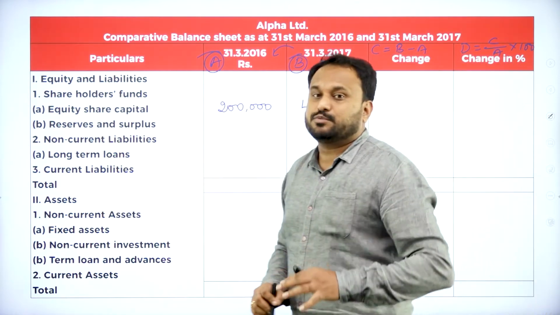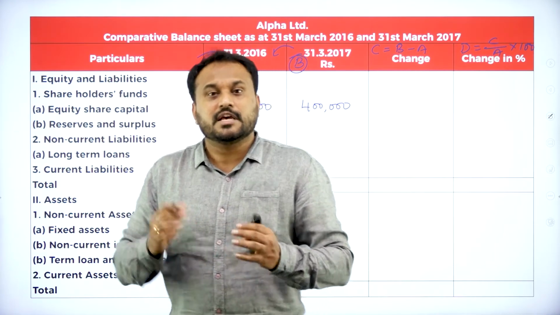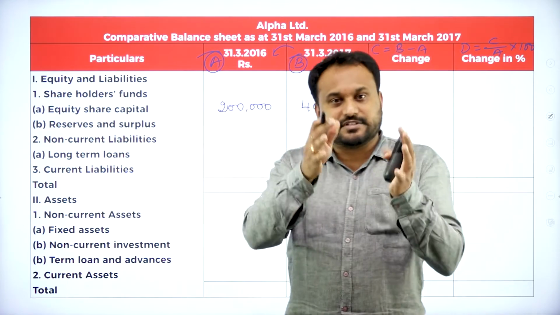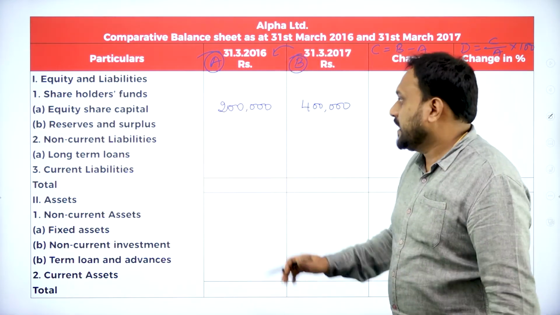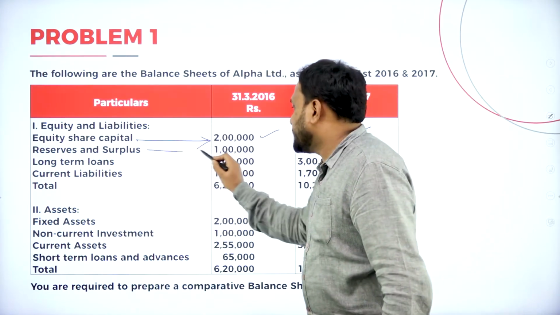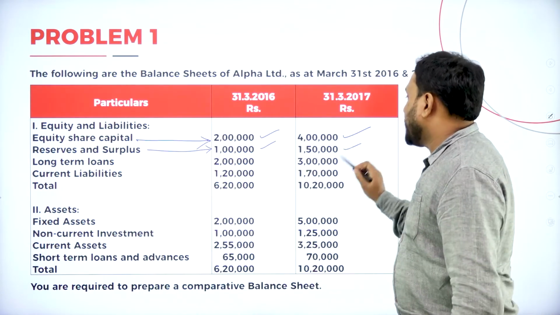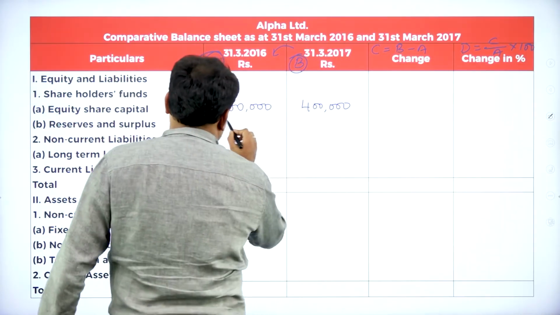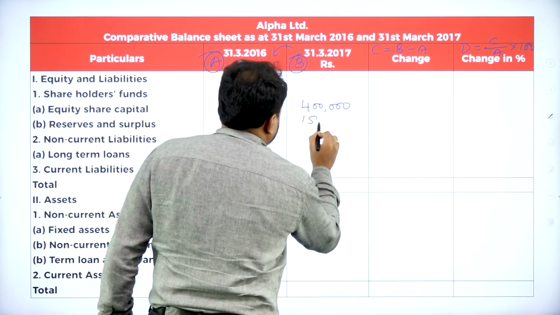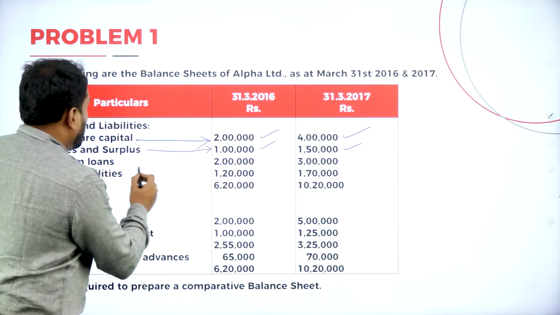Just to confuse you, what they do is give 2017 and 2016. So what you should do is rearrange the question. It should always be the oldest year and then the next year, that is 2016 and 2017. Next we have reserves and surplus. Understand, reserves and surplus is 1 lakh and 1,50,000. So we'll write here 1 lakh and 1,50,000. Done.